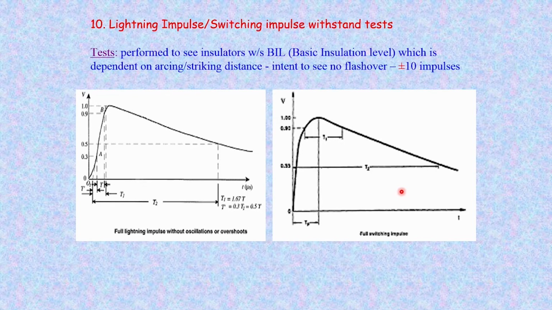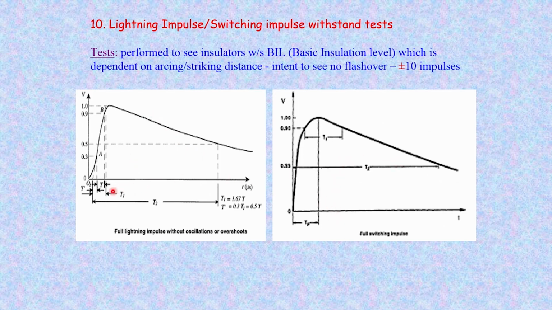Earlier we have discussed lightning surges and switching surges, so I will not go deep into them. This is one of the mandatory tests which have to be carried out for EHV and UHV transmission components, insulator strings, line hardware, transformers and other equipment, including switchgear. These tests are performed to see whether the insulator string, for example, will withstand the basic insulation level which is provided. The basic insulation level depends on the voltage level being operated and on the arcing or striking distance. The intent is to see that there is no flashover when applying either a lightning impulse or a switching impulse.